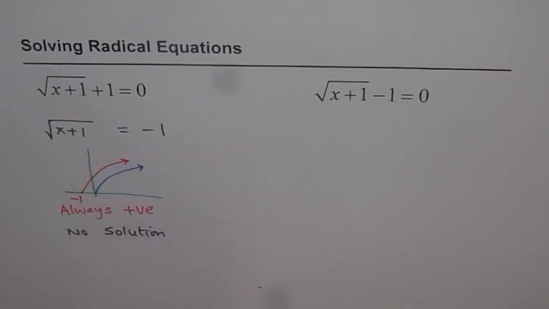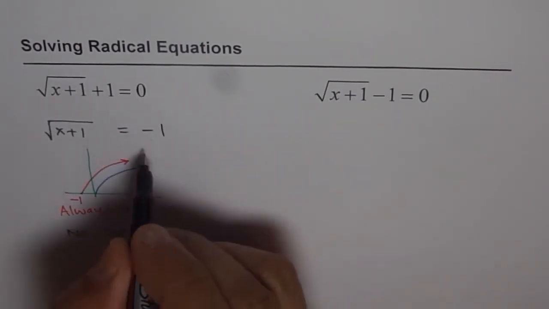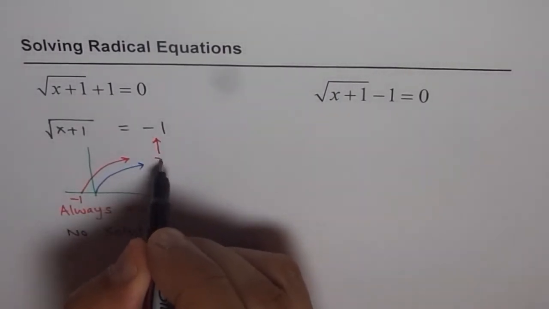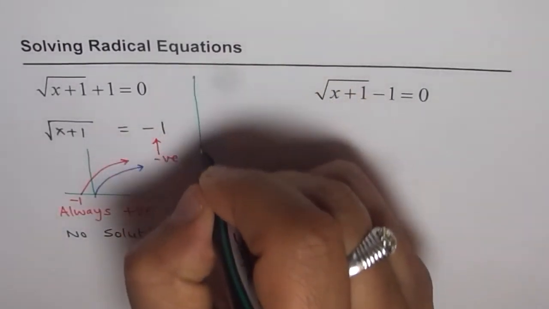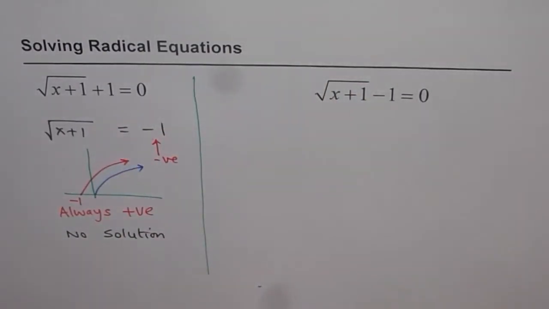So if you have negative on the right side, right, so this is negative. In such case, we do not have any solution. So that is how we can solve this equation, saying that it has no solution. Now let's solve the next one.